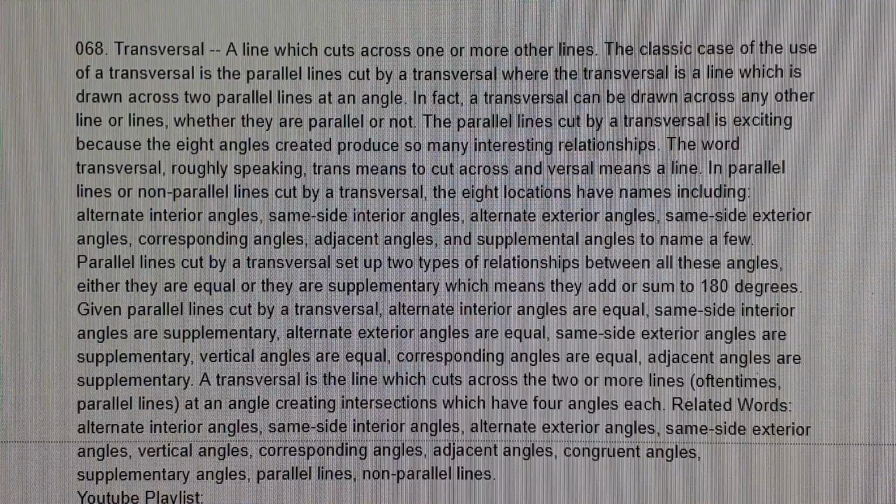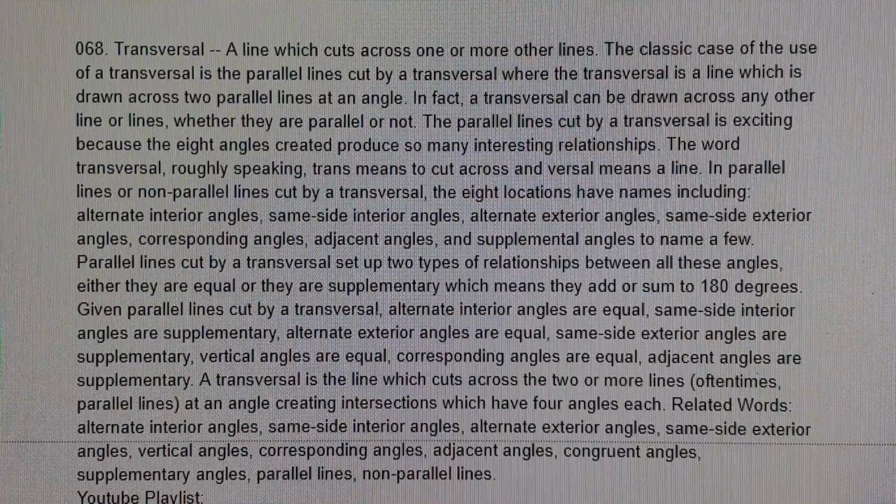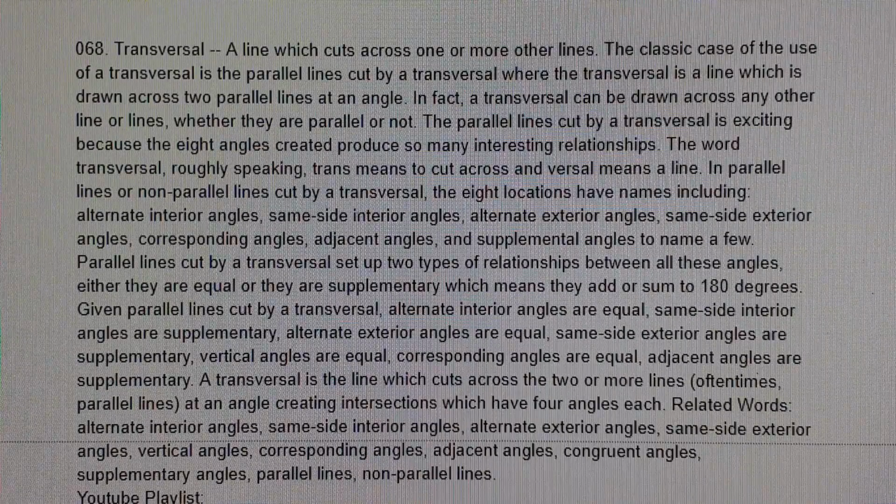Transversal, a line which cuts across one or more other lines. The classic case of the use of a transversal is the parallel lines cut by a transversal, where the transversal is a line which is drawn across two parallel lines at an angle. In fact, a transversal can be drawn across any other line or lines, whether they are parallel or not.